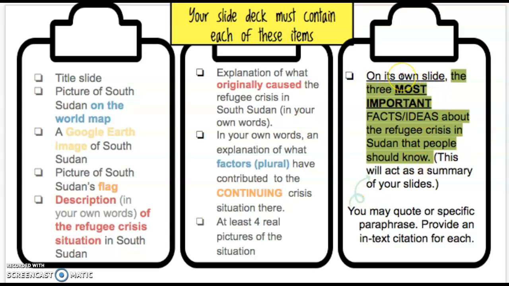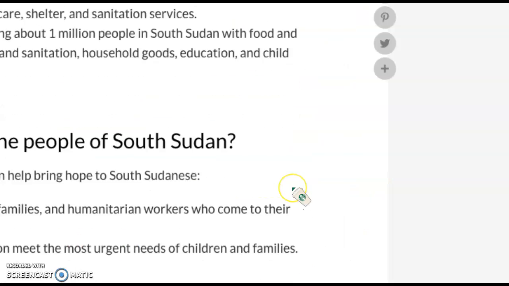This one has to go on its very own slide, perhaps the last slide. It's kind of up to you what your organization will be. You have to figure out what you think are the 3 most important facts or ideas about the refugee crisis that people should know. So what does the average person, what does somebody living in Bettendorf or LeClaire, Iowa, what should the whole world know? What are the 3 most important things here? And that's a hard question. You are going to have to make a judgment call out of all of this stuff that I read.